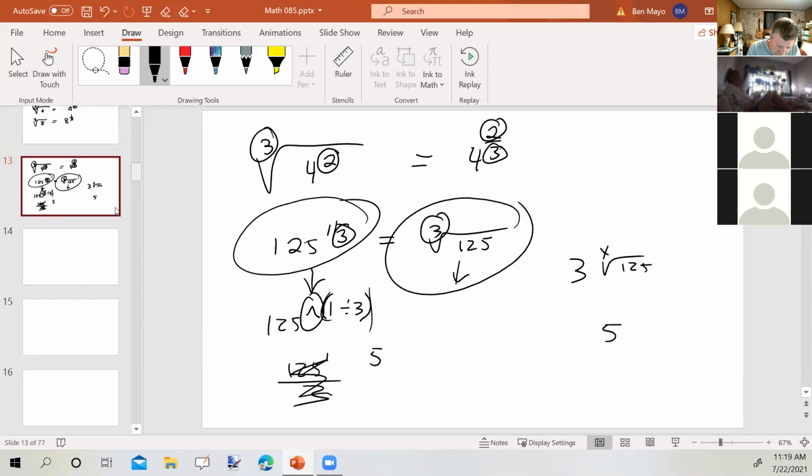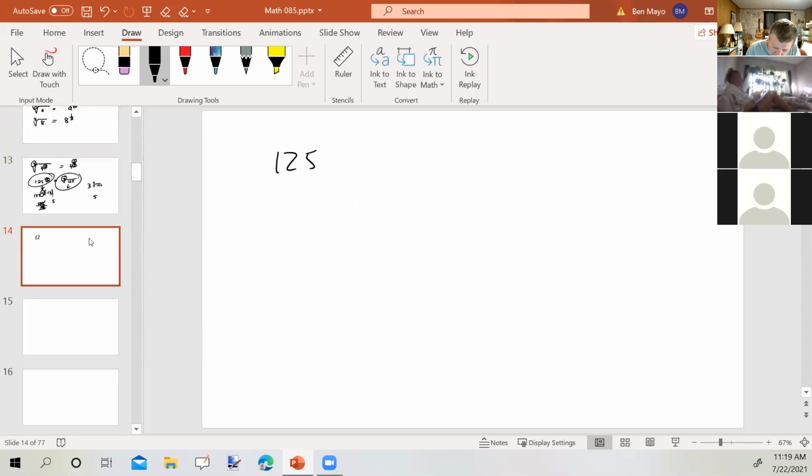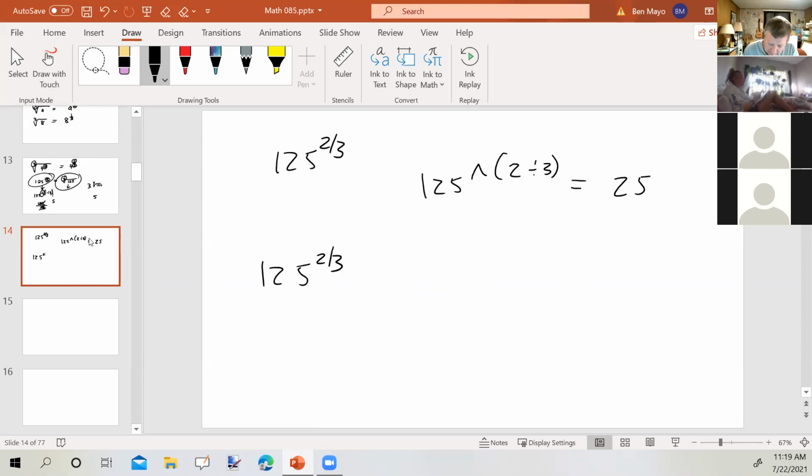Okay, let's do 125 to the 2/3 power. So again on my calculator, 125, little caret key, 2 divided by 3, and let's see what we get. So 125 caret key 2 divided by 3, and I come up with 25. Any questions about that?